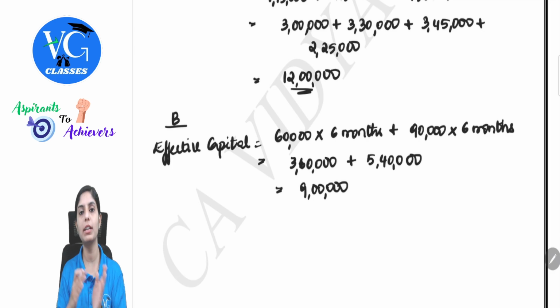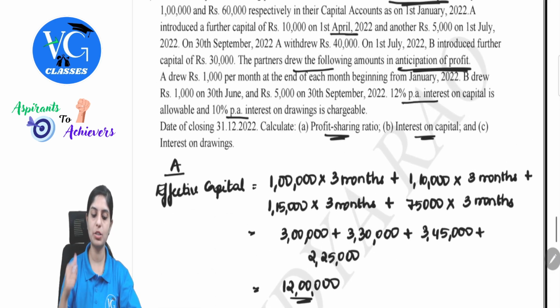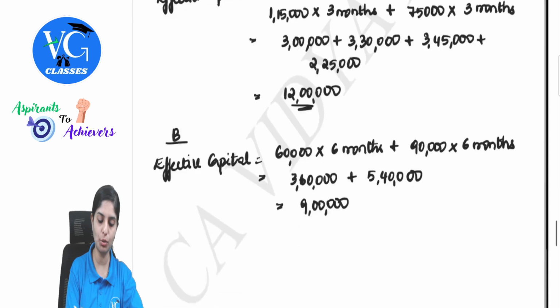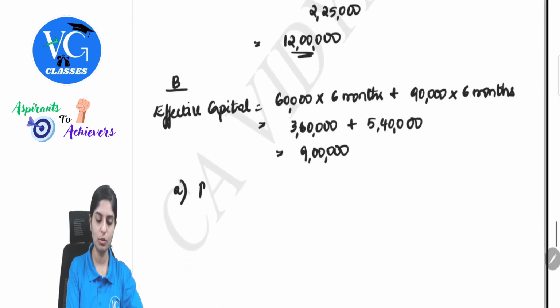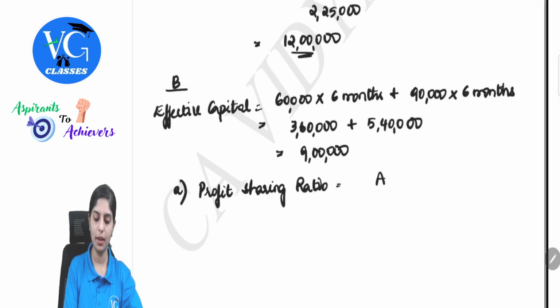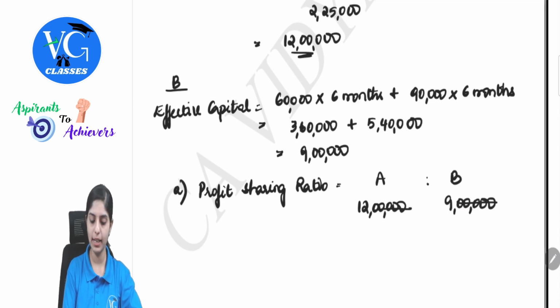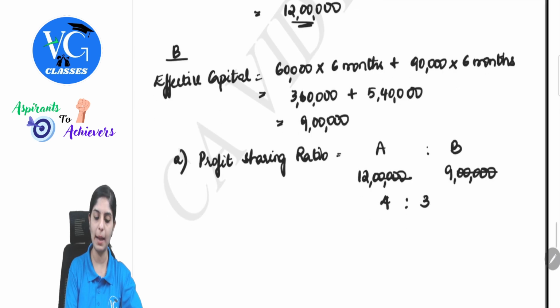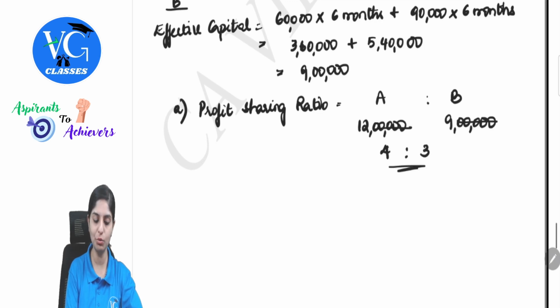Now we have got the effective capital. What is the requirement of question? First, to calculate profit sharing ratio based on effective capital. So profit sharing ratio. This is like the previous question what we did. A, B. A's effective capital is 12 lakh and B 9 lakh. So if I cancel out zeros, 5 zeros, this will be multiplied by 3. 3 fours are 12 and 3 threes are 9. So the profit sharing ratio will be 4:3.